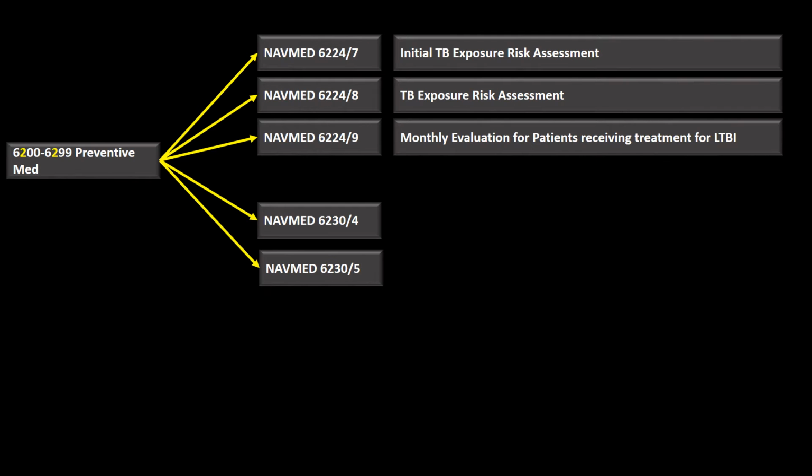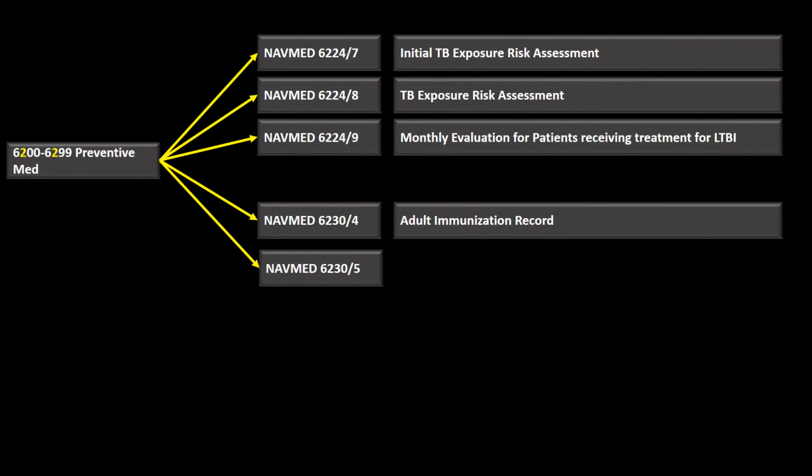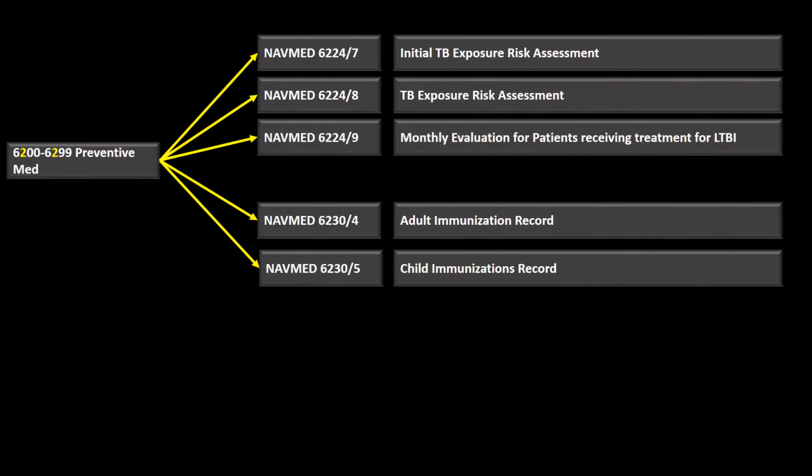And then 2 other forms that fall under preventative medicine, NAVMed 6230/4 and NAVMed 6230/5. These are our adult immunization record and then our child immunization record. Again, a good tertiary code to know. So 6 medicine, 2 preventative medicine, 3 chemoprophylaxis. So that's why our immunization records are labeled this way.